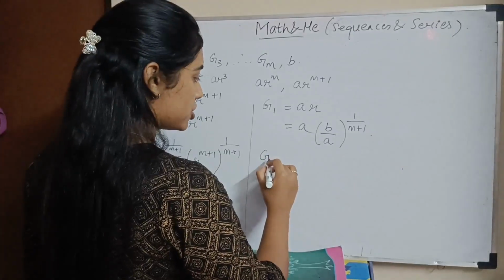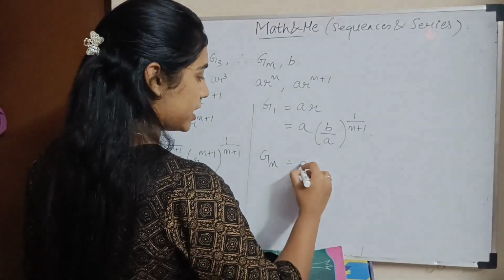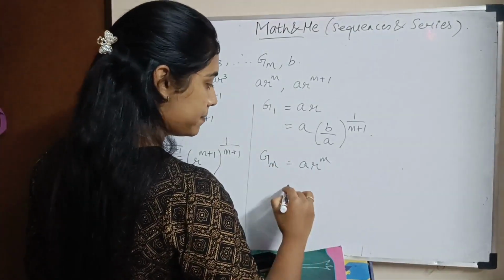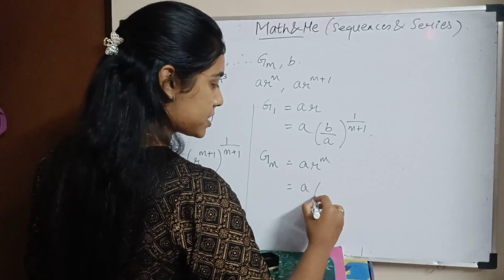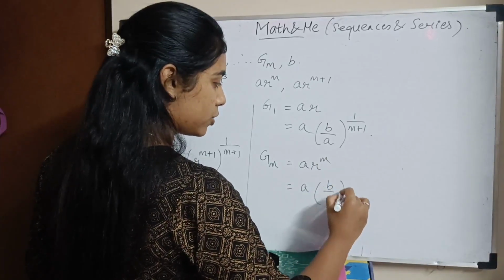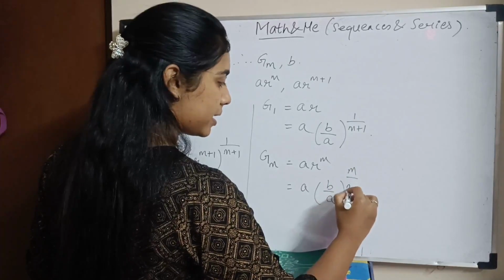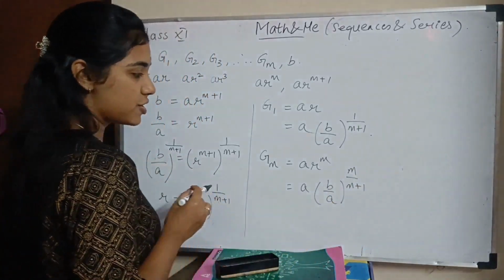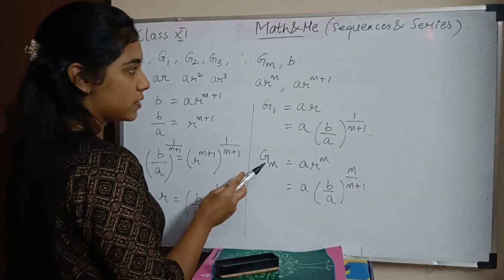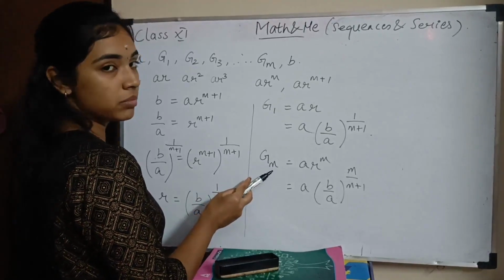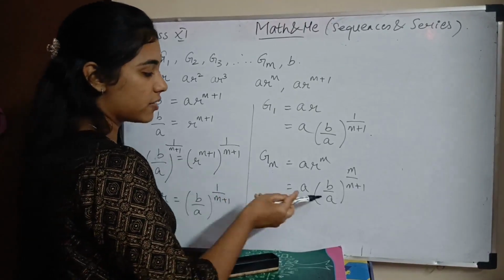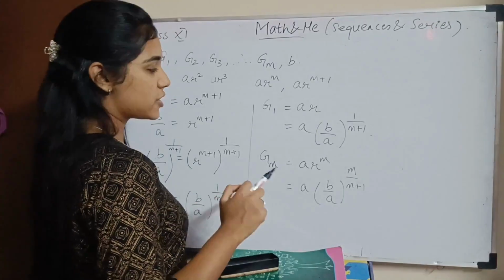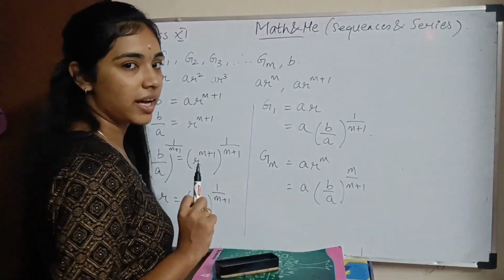So what will be your Gm? It will be AR to the power M, which is A times B by A to the power M by M plus 1. Clear? So this is your mth term of the geometric mean. And this is your general formula. Okay? So let's solve some example questions and you'll have a better clarity of it.